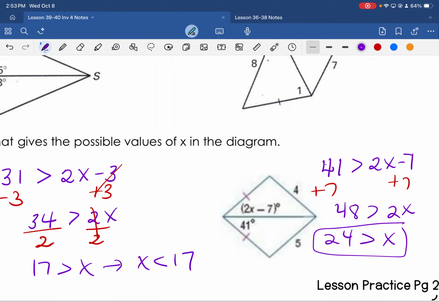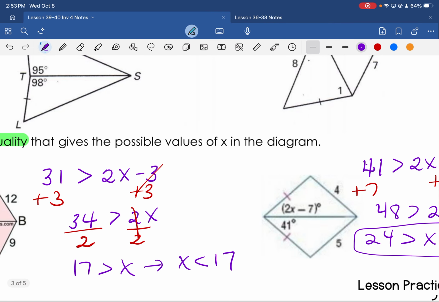Or actually, you wouldn't leave your answer like that. So anything smaller than 24 can be an answer. Anything smaller than 17 can be an answer. That's why it says possible values. There's more than just one right answer. There's a range of answers. That's what inequalities do. There's not just one right answer. As long as x is smaller than 24, it counts. All right.